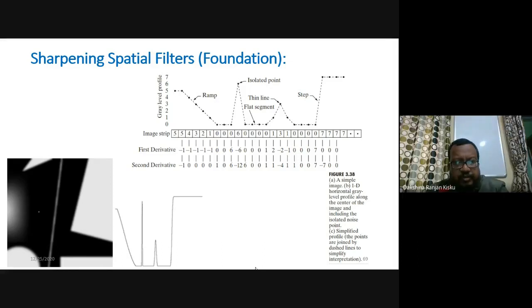Let them join. So in the last class, we were talking about basic smoothing spatial filtering techniques. And we started with a discussion on the dynamics of basic spatial filtering and the mechanism from which we can obtain the spatial filters. Okay, and when we were discussing smoothing spatial filtering techniques, we divided the smoothing filters into two subcategories.